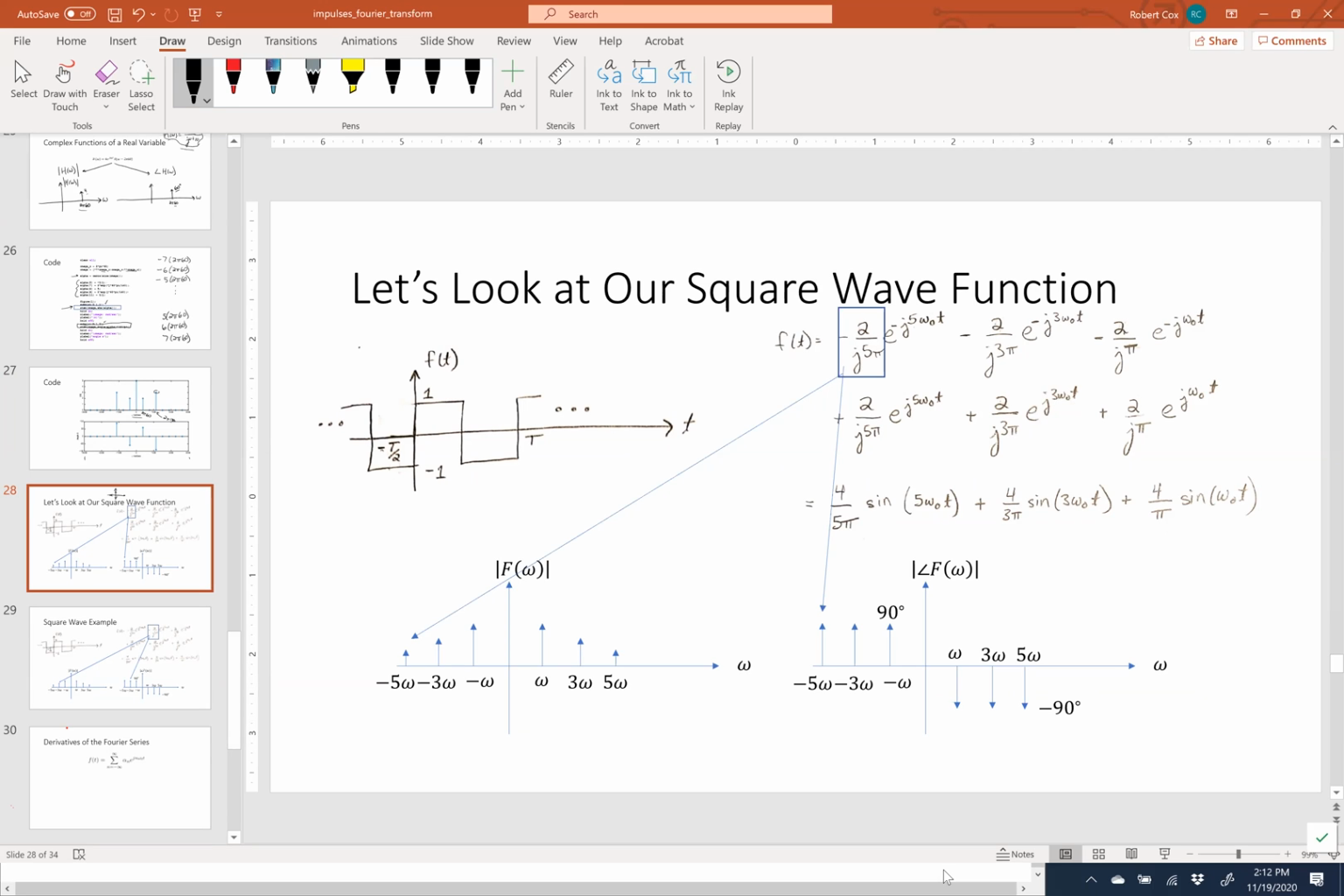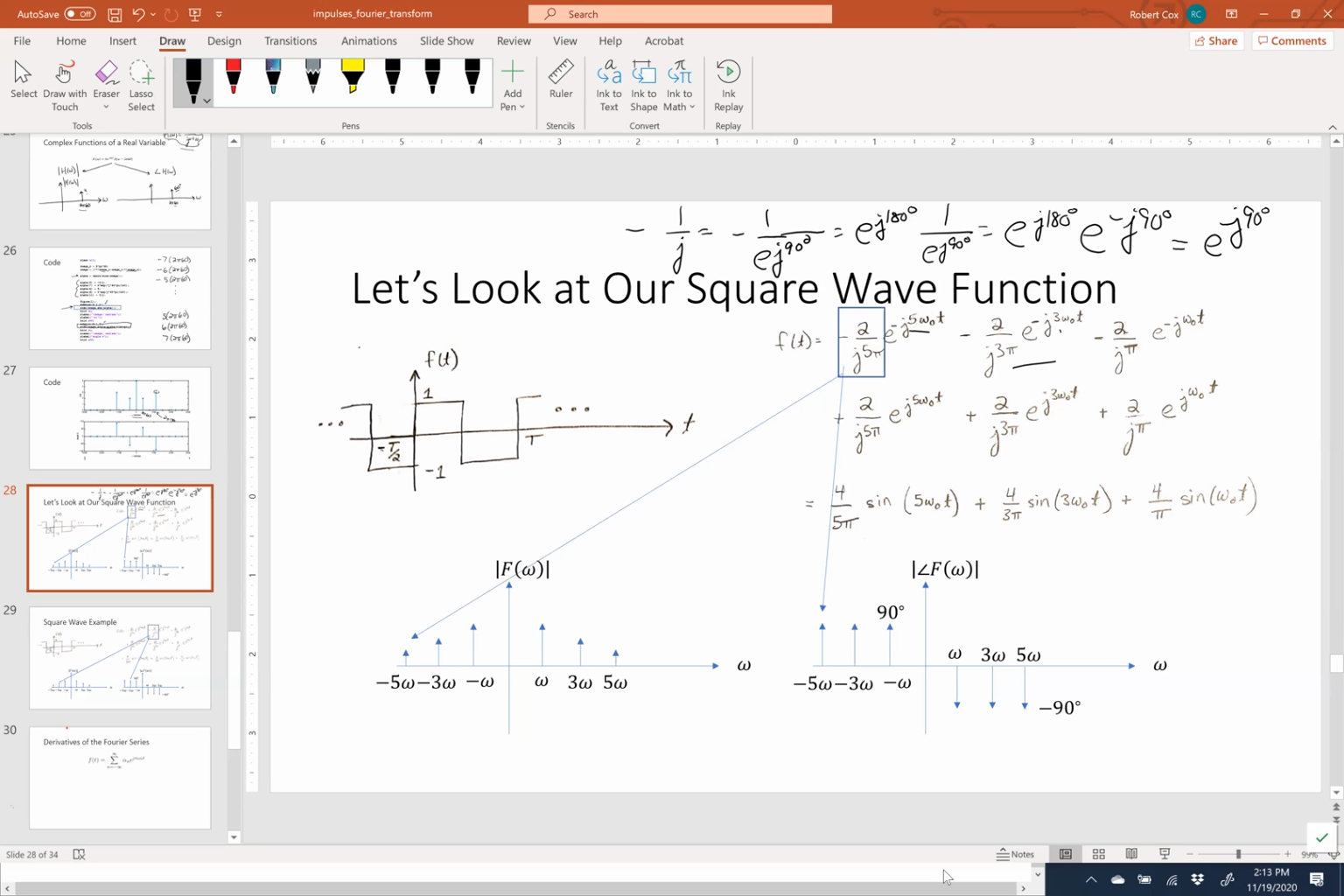So in this case, if I have -1 over J like that, right? That's -1 over e to the J 90 degrees, right? So that means e to the J 180 degrees times 1 over e to the J 90 degrees. That's e to the J 180 times e to the negative J 90. That's the way I look at that, right? If I have 1 over an exponential like that, it becomes e to the negative exponent. So this guy has e to the J 90 degrees. So at that frequency, at 5 omega naught, I have an angle of 90 degrees and a magnitude of 2 over 5 pi.